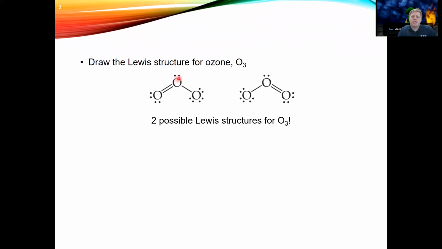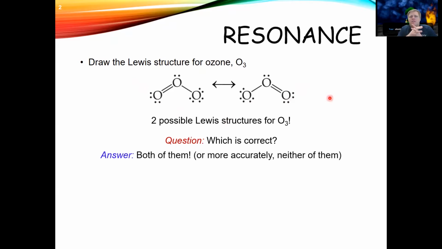So you're going to have a central oxygen in either of these, and it's going to be double bonded either to the oxygen on the left, or it's going to be double bonded to the oxygen on the right. And we're going to ask which of these is correct. You can actually think of this kind of as tumbling through space and looking the same, but it turns out that the correct answer is that both of them are sort of correct. Or more accurately, neither of them is correct. They're both just approximations of something that's a little more complicated.